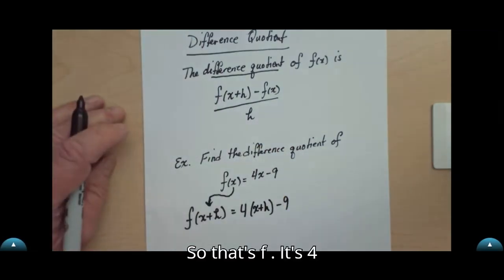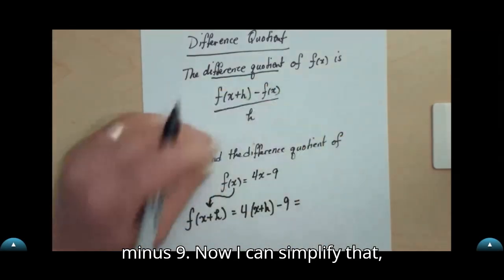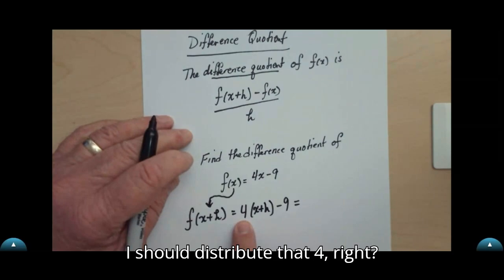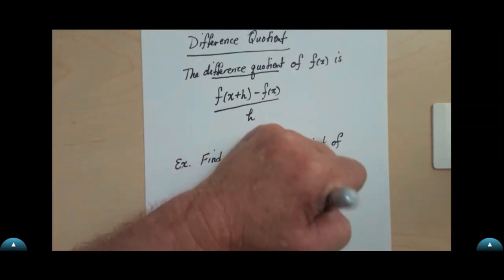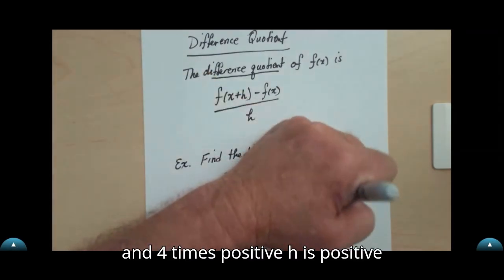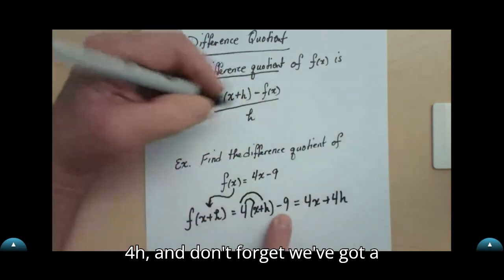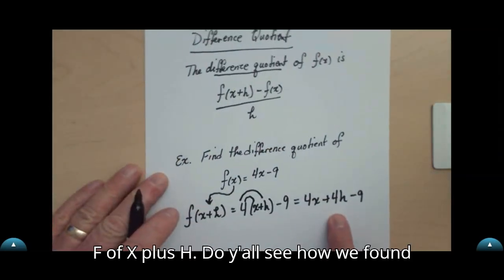So that's f of x plus h. It's 4 times, in parentheses, x plus h, minus 9. Now, I can simplify that. I should distribute that 4, right? 4 times x is 4x. And 4 times positive h is positive 4h. And don't forget, we've got a minus 9 out here. So that is f of x plus h.